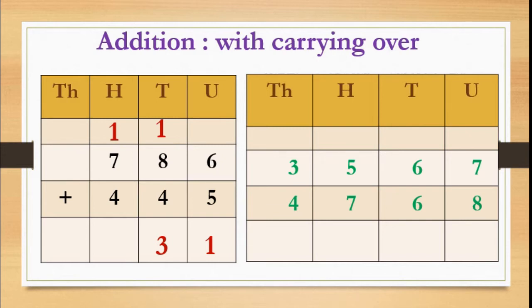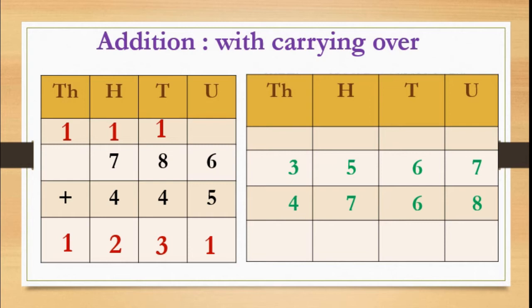Now we will add the numbers in the hundreds column. That is 1 plus 7 plus 4, which is 12. That is, 2 we will write here. 1 is carried to the thousands place and here nothing is there in the thousands place. So 1 comes down. The answer is 1231. Okay. Now we will do one more sum here.